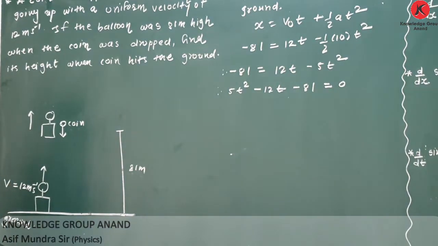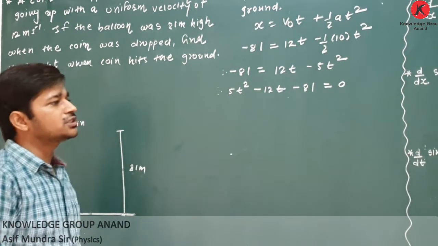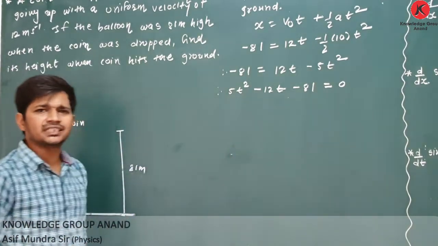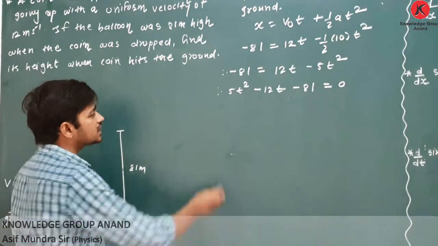Now yes, it is a quadratic equation, and you know how to solve a quadratic equation. If you solve this with the help of factors, then yes, it is easy. But we have another method. See, what is the other method?